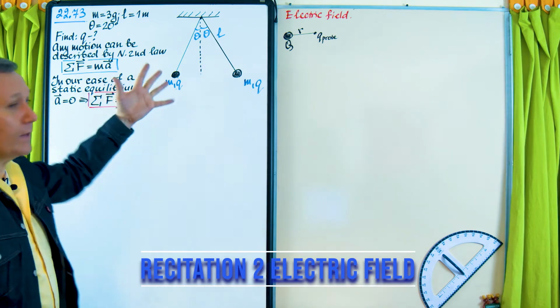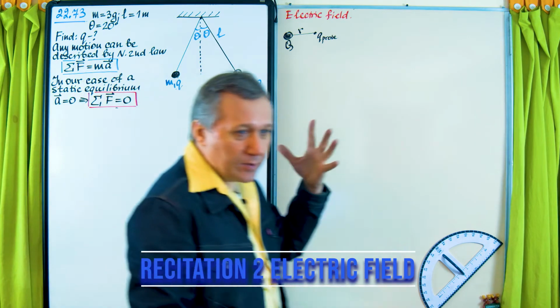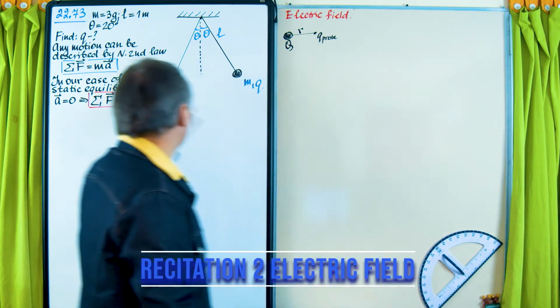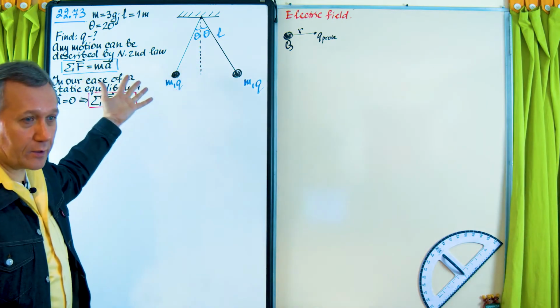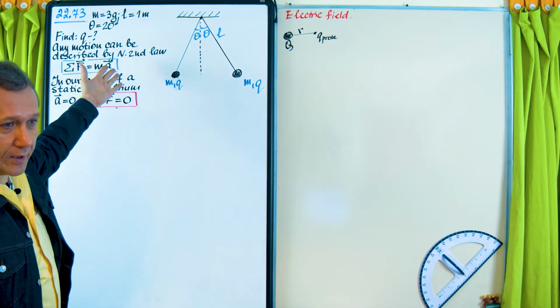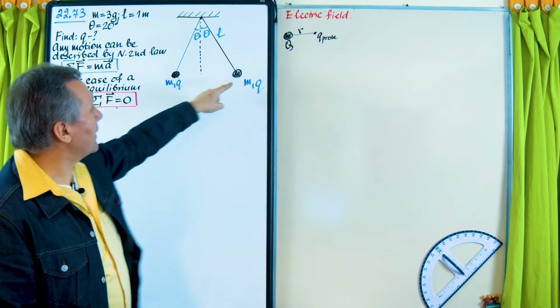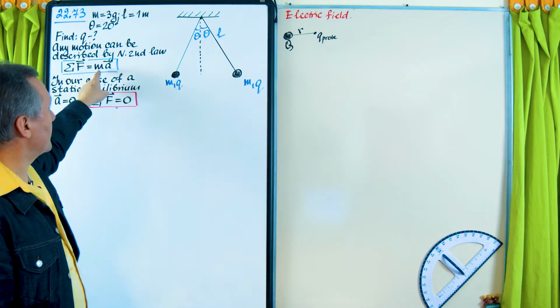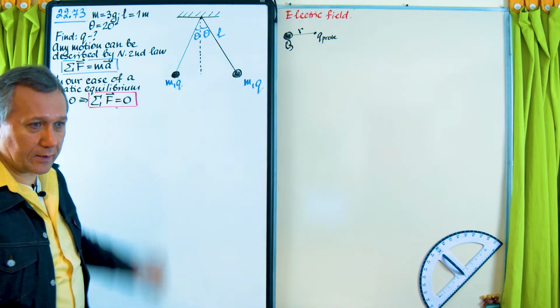So we discussed that motion of any system can be described using Newton's second law. You all know that. Net force acting on the mass M leads to an acceleration A. For example, I can take this mass. So this ball is the mass in Newton's second law.